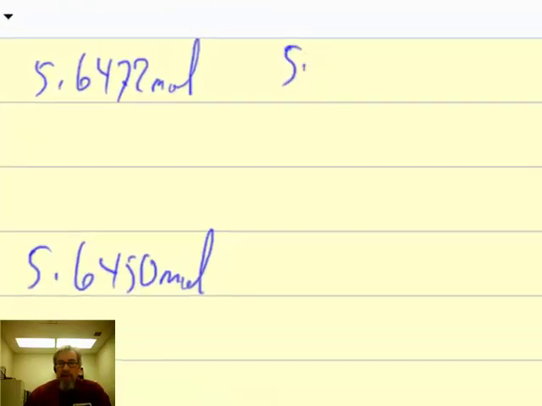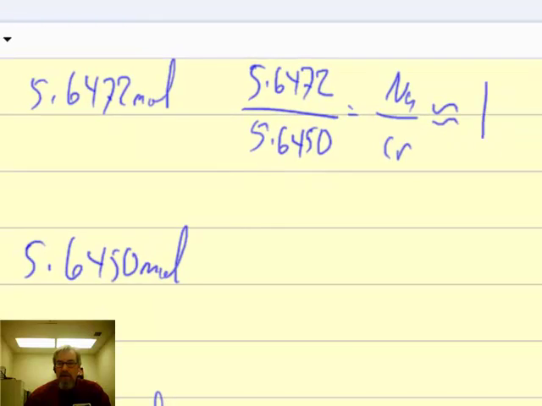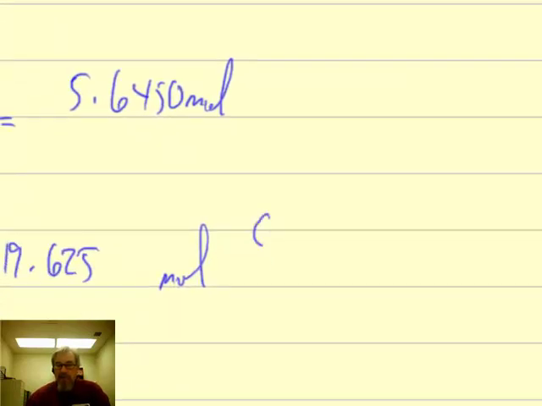So when I take 5.6472 and divide it by 5.6450, I will get a ratio of sodium to chromium. When I do this calculation, I find out that the number is, like I suspected, really, really close to 1. It's within a few hundredths of 1. The next thing to do is figure out what the oxygen-chromium ratio is. I want moles of oxygen divided by moles of chromium.